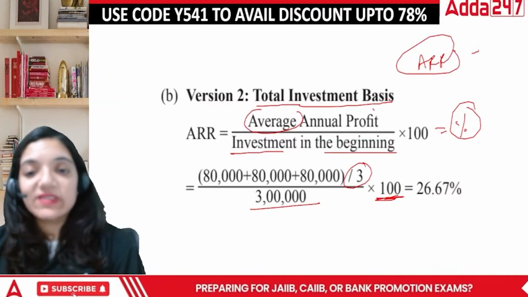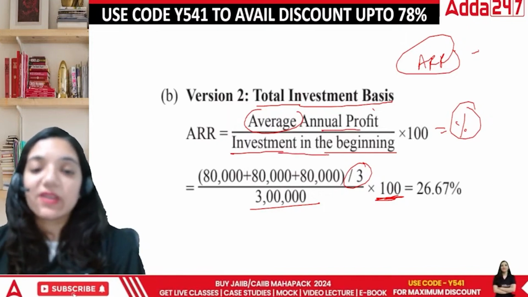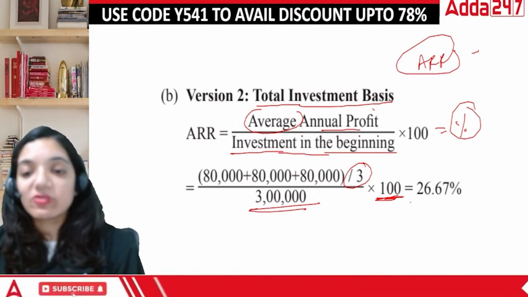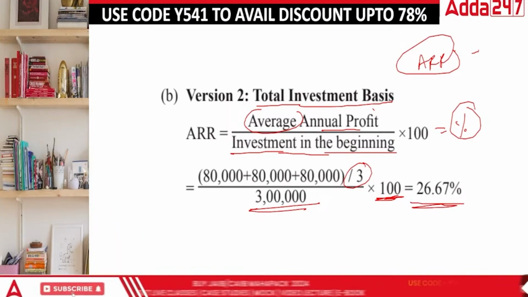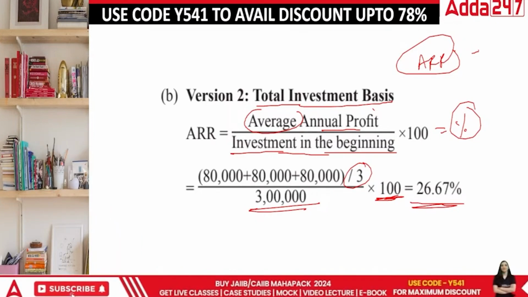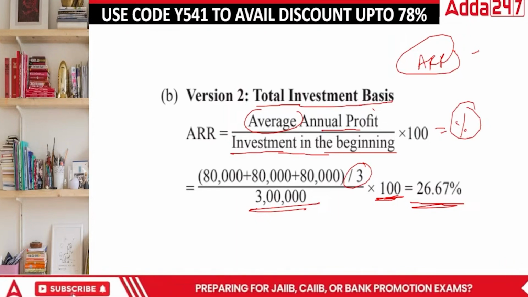On a total investment basis, it is average annual profit divided by investment in the beginning. You've got it, and it comes out to 26.67%. Done. Now let's move on to the next point.